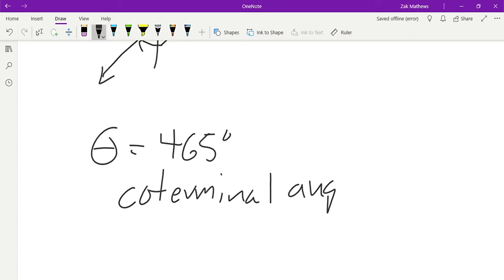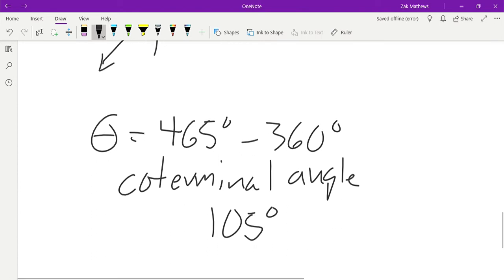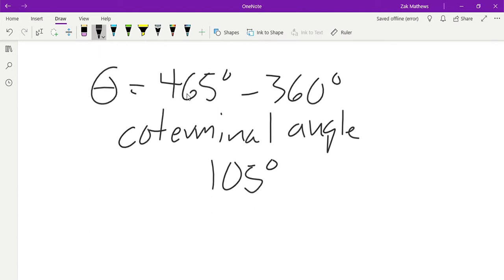So to do that, I'm going to subtract 360 degrees. When I do that, I get 105 degrees. So 465 is a full rotation, a full 360 degrees, plus 105 degrees more. Well, that 105 now is between angles that I know. 105 is between 90 and 180. So I know that that 105 will be in that second quadrant, and it's just 15 degrees past the y-axis, so it's very, very close to that y-axis. So that would be my terminal side.